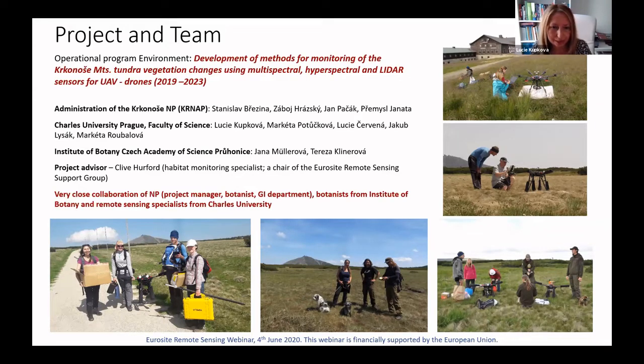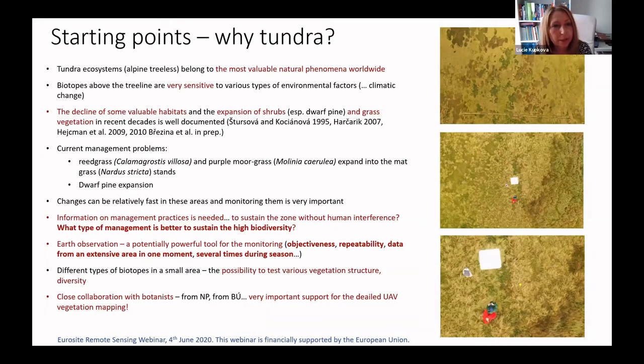He visited us several times, so we are in close touch, and it is really very important to collaborate together with all these people, because only then can we get a good, sharp and accurate result for our goals. So, the starting points: why we selected tundra, because it's a really valuable phenomenon and at the same time sensitive. So there are some management problems, like the expansion of shrubs and grasses into vegetation like Nardus stricta, expansive grasses like Calamagrostis villosa and Molinia caerulea, and also dwarf pine expansion.